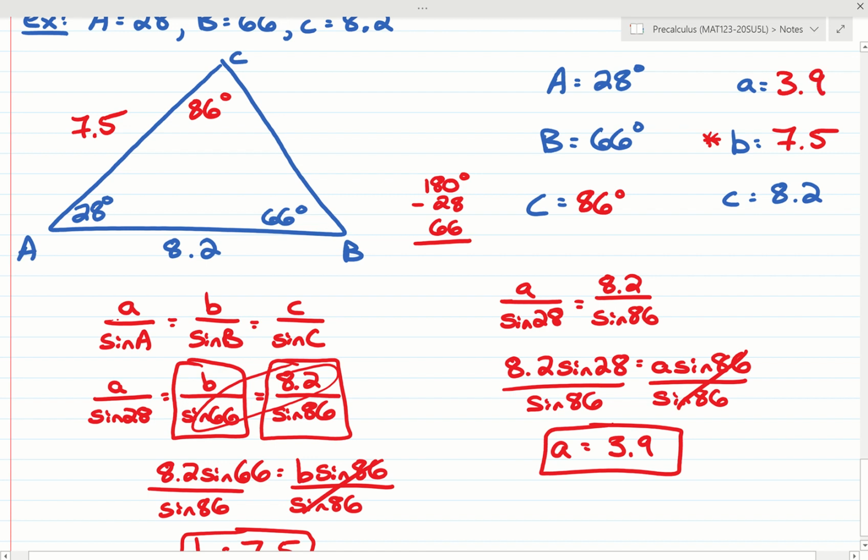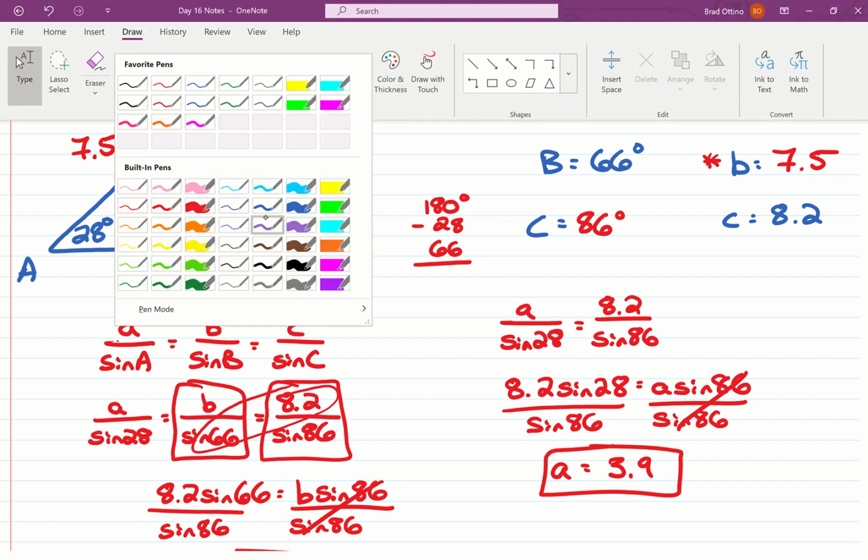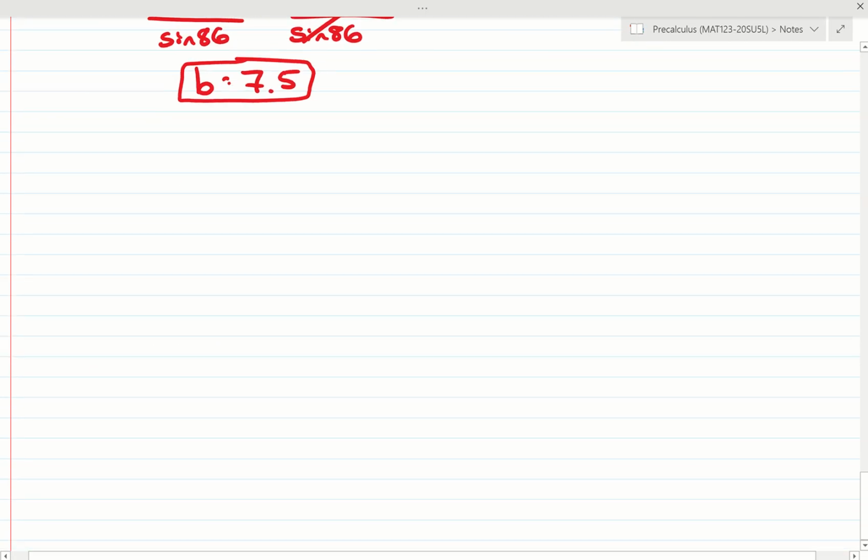So that's pretty much how the law of sines works. Let's do one other example, and then we'll get into some special cases using the law of sines. What if I told you one angle and two sides? So what if angle B was 38 degrees, and let's say side B was 6.4, and side C was 5.9.